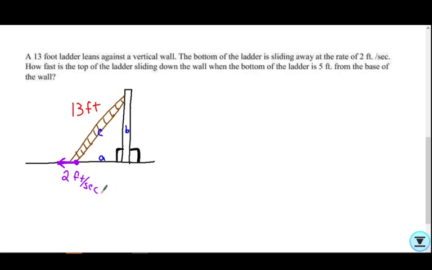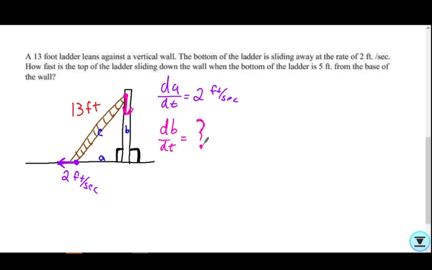So what they've given us is dA over dt. That is 2 feet per second. And we know it's positive because A is actually getting bigger. So side A is getting bigger over time, so the side is increasing, so that part is positive. Now, we're looking for how fast this side is sliding down. So what we're looking for is dB over dt. That's what we're looking for.